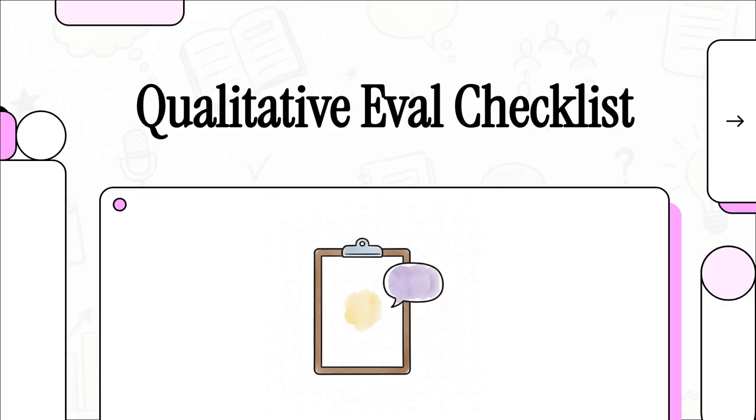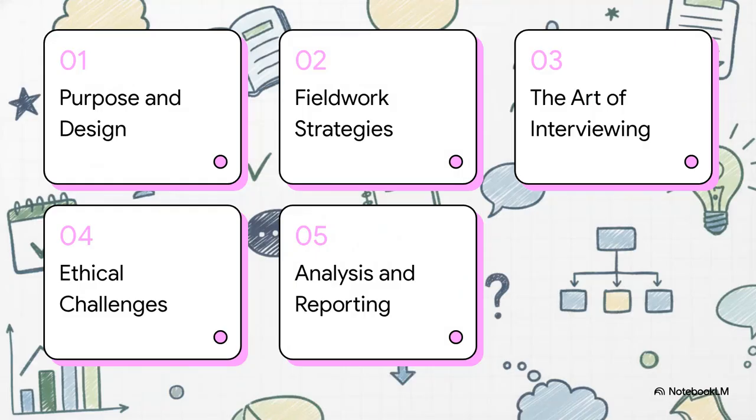We are taking Michael Quinn Patton's dense 10-point academic qualitative evaluation checklist and transforming it into a highly practical, step-by-step roadmap. We're going to learn how to capture those real, breathing human stories that are just kind of hiding within our data. To do that, we'll be organizing Patton's checklist into 5 chronological phases: purpose and design, fieldwork strategies, the art of interviewing, ethical challenges, and finally, analysis and reporting.